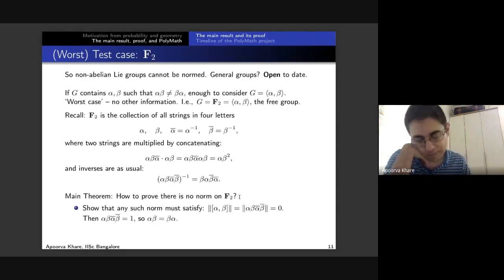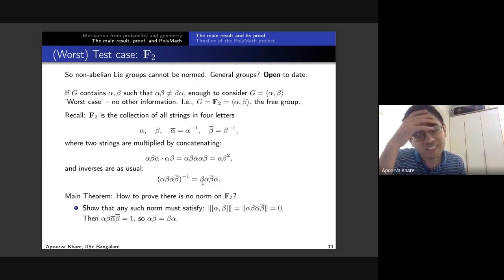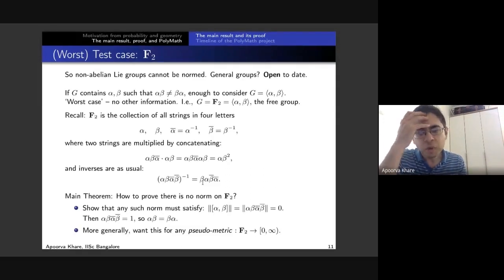What we discussed then is that maybe the correct approach would be to prove that any such norm, if it exists, must satisfy that the norm of a commutator must be zero. Because remember, if the norm of a commutator is zero, then the commutator must be one, because it's a norm, a distance function. If the commutator is one, then alpha and beta commute, and therefore you get a contradiction. That was the hope. Trying to prove it turned out to be an entirely non-trivial kettle of fish. More generally, we could ask if the same question holds for a pseudo-norm where you don't impose the strict positivity criteria, but that is getting more technical.